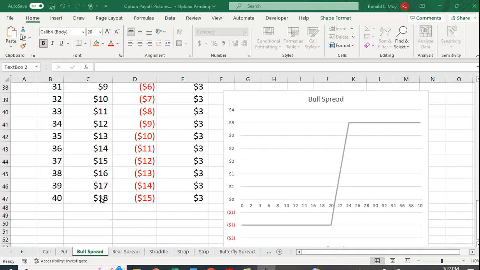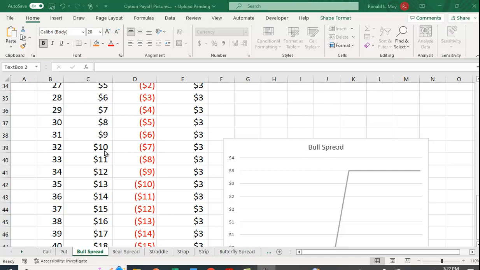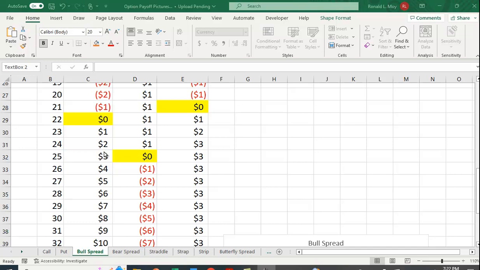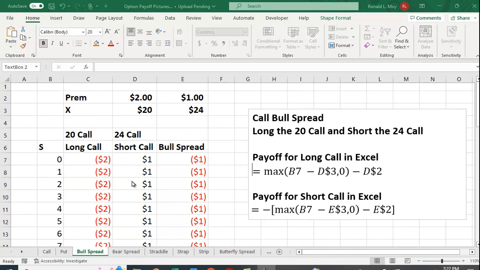But let's be honest. It's not likely that in 3 months the stock is going to go from $20 a share to $40 a share. Maybe you think it's only going to go from 20 to 24 or 25 or something like that. So here's where you use the bull spread. You're going to sell a call option with a higher exercise price, in this case the option that has an exercise price of 24.